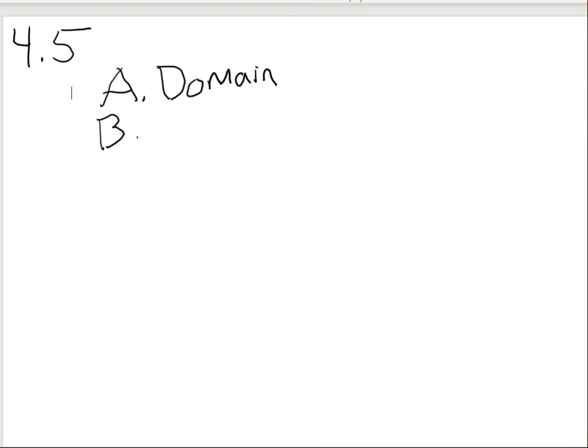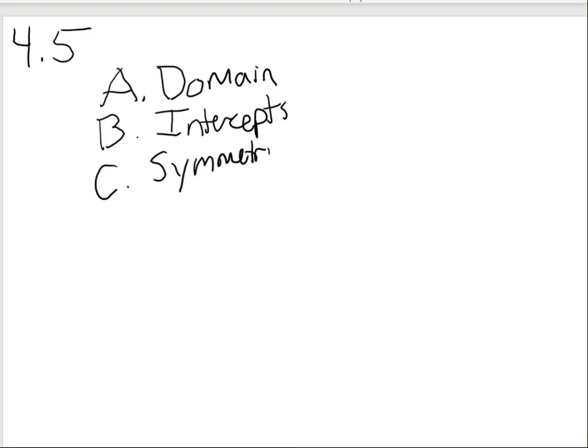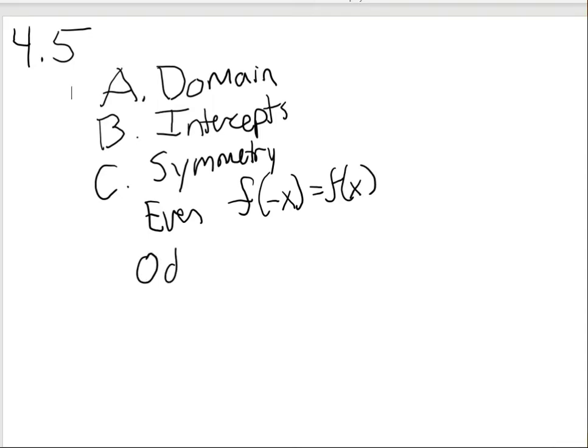Second part, what are the x and y intercepts? When x is equal to 0, what's the y value? And when y equals 0, what's the x value? Third part, what sort of symmetry do you have? Is it even? That is, f of negative x equals f of x? Or is it odd, where f of negative x equals negative f of x?